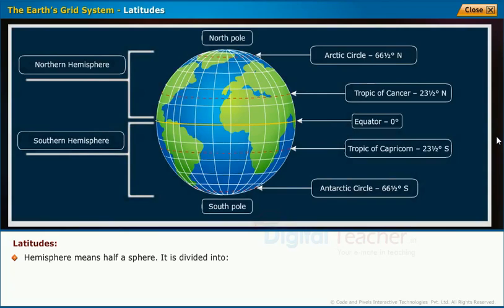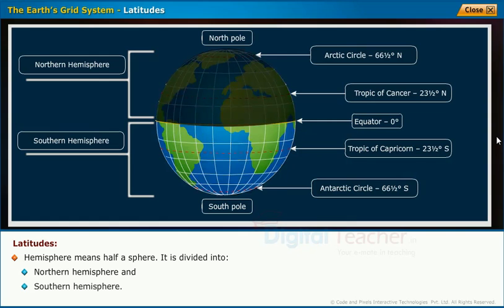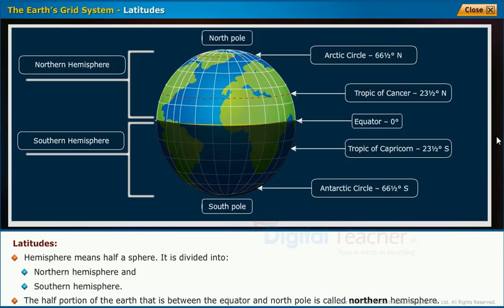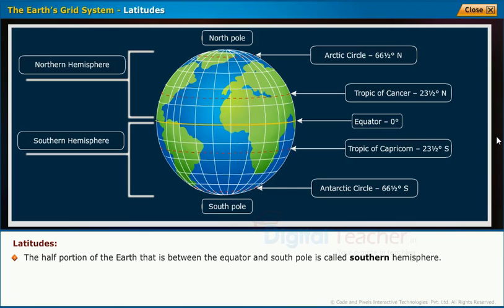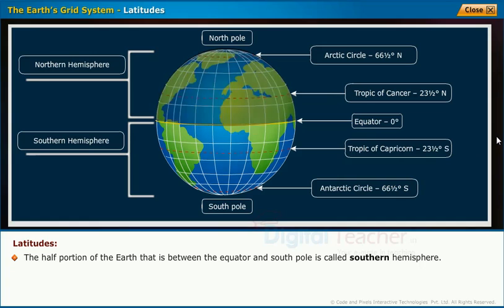Hemisphere means half a sphere. It is divided into the Northern Hemisphere and the Southern Hemisphere. The half portion of the Earth that is between the equator and the North Pole is called the Northern Hemisphere. The half portion of the Earth that is between the equator and the South Pole is called the Southern Hemisphere. There are 180 latitudes excluding the equator.